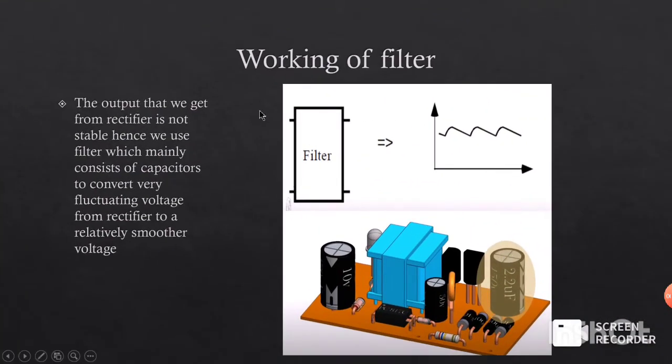Now we also have a filter in our circuit. The output that we get from the rectifier is not stable. Hence, we use a filter, which mainly consists of capacitors, to convert the very fluctuating voltage from the rectifier to a relatively smoother voltage, as I've shown in the diagram.